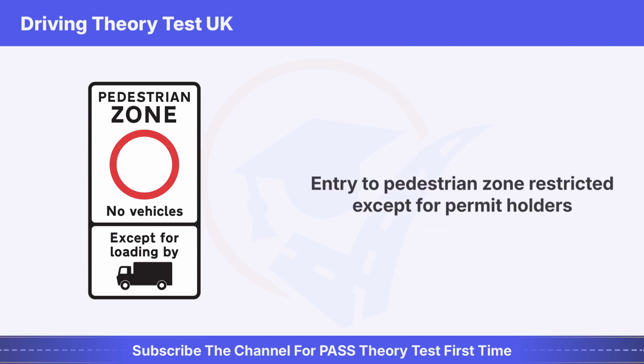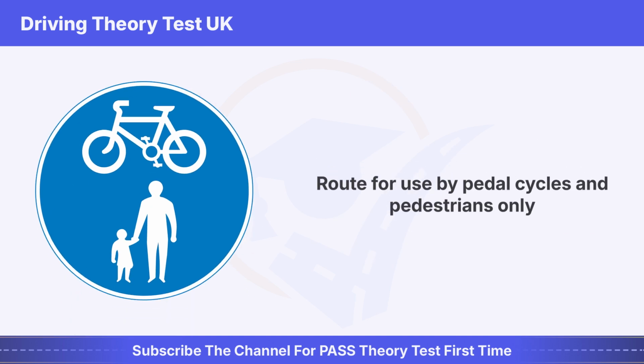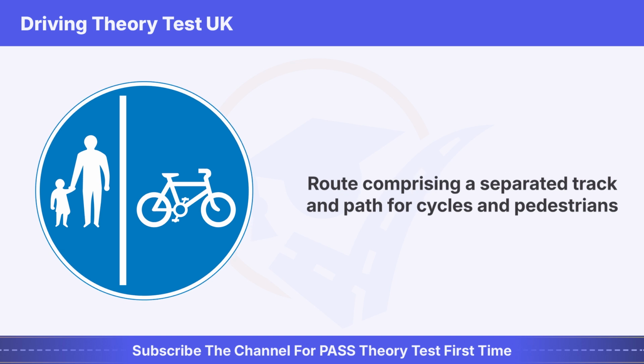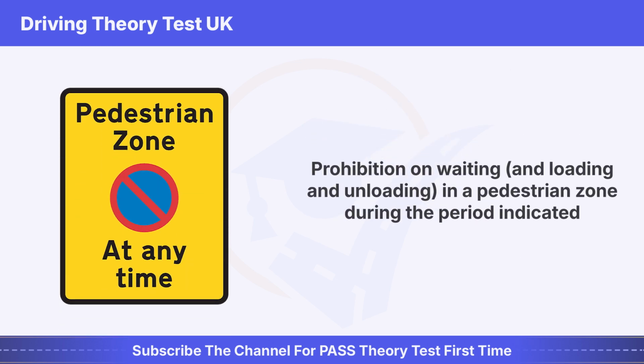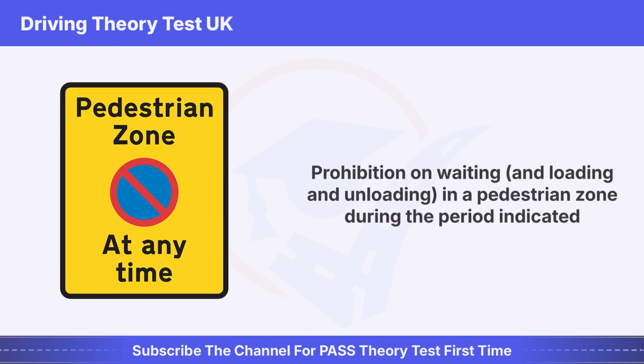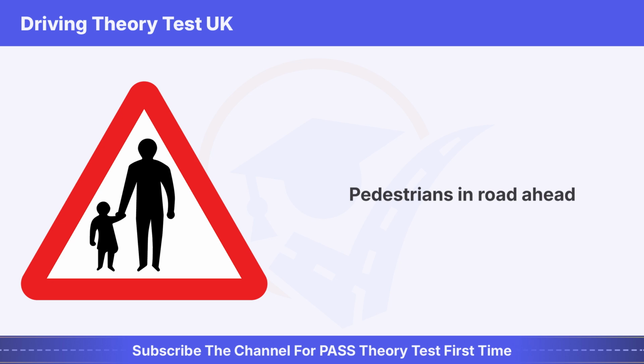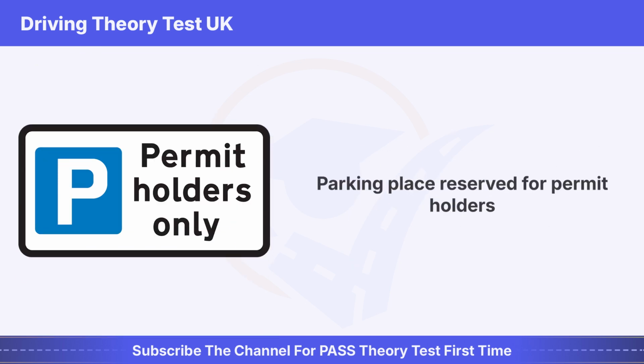Entry to pedestrian zone restricted except for permit holders. Route for use by pedal cycles and pedestrians only. Route comprising a separated track and path for cycles and pedestrians. End of restrictions associated with a pedestrian zone. Prohibition on waiting and loading and unloading in a pedestrian zone during the period indicated. Pedestrians in road ahead. Parking place reserved for permit holders.